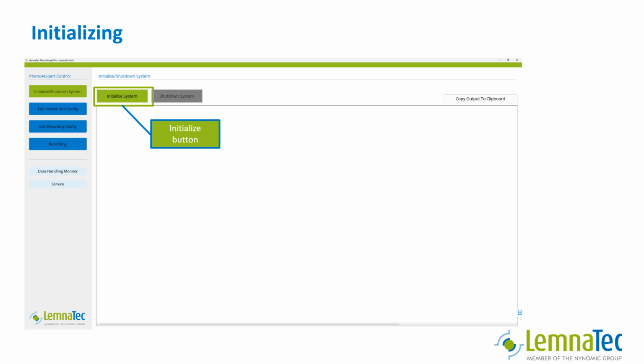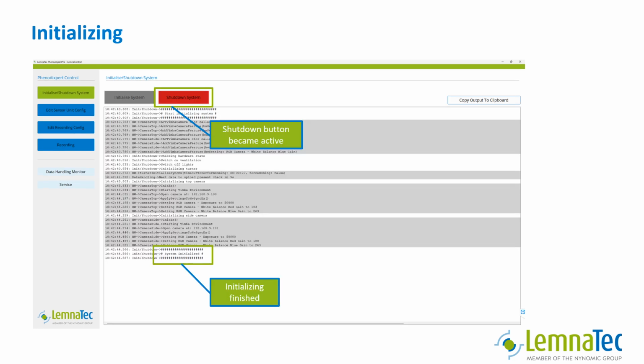On the Initialize Shutdown page, we can initialize the system when we start working, and we can shut it down when we finish working. To start, press the Initialize button. Then the system starts up and it gives a message when initializing is finished. Also, the shutdown button becomes active so that you could switch off the system when you do not need it anymore.